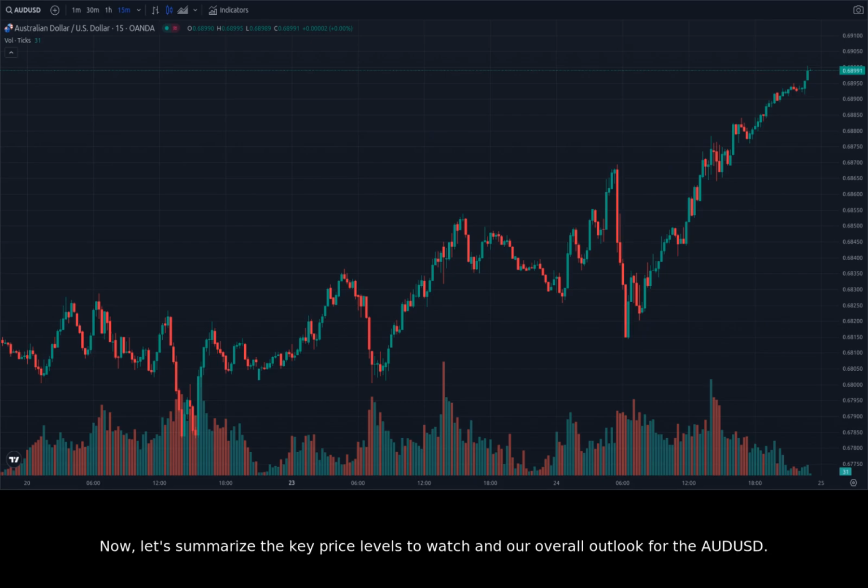Now, let's summarize the key price levels to watch and our overall outlook for the AUDUSD. The 0.6850 resistance level is a critical level to watch on the hourly chart. A break above this level would be a strong bullish signal. However, the 0.6800 support level on the daily chart is also important. A break below this level could be a bearish signal. The 0.6880 consolidation level on the 15-minute chart is worth monitoring for potential breakouts.